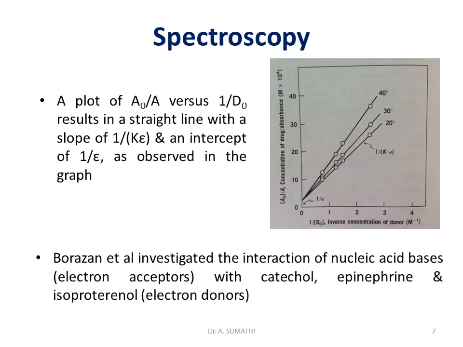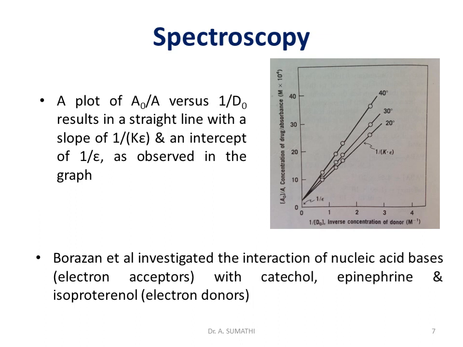Lastly, we construct a graph between the inverse concentration of donor on the x-axis and the concentration of drug by absorbance on the y-axis. A plot of A naught by A is taken on the y-axis, and 1 by D naught is marked on the x-axis. If we construct a graph like this, we are supposed to get a straight line. For this straight line, the slope is 1 by K epsilon and the intercept is 1 by epsilon, so that can be easily calculated from the graph.